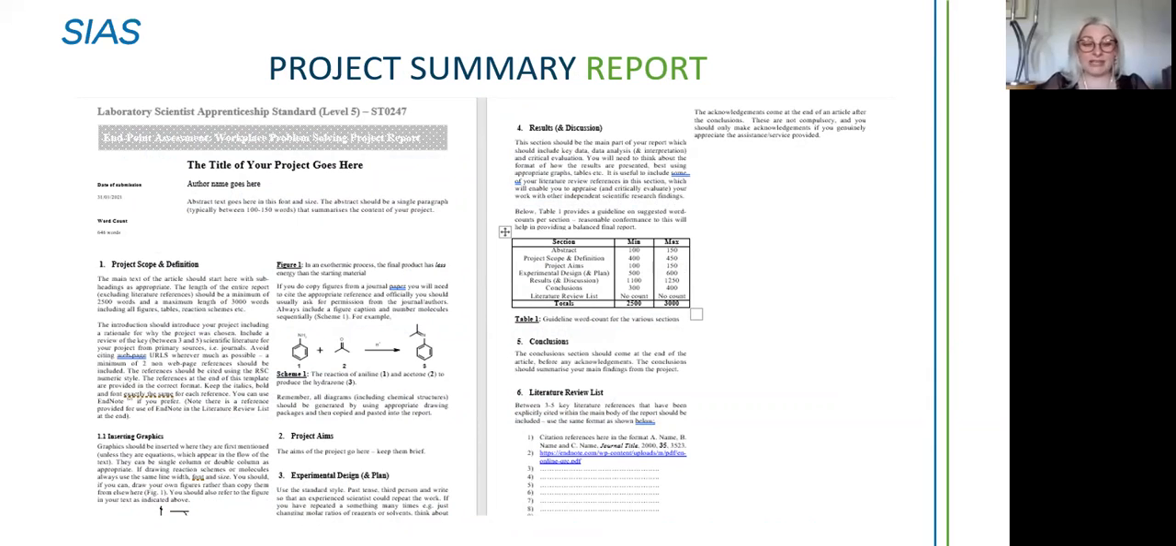Now, this is the template that SIAS are going to send you, and I'll talk about when we send that a bit further towards the end there. But this is the template that we send you, which allows the apprentice to then summarise their work-based project and put it into this template to submit to us.